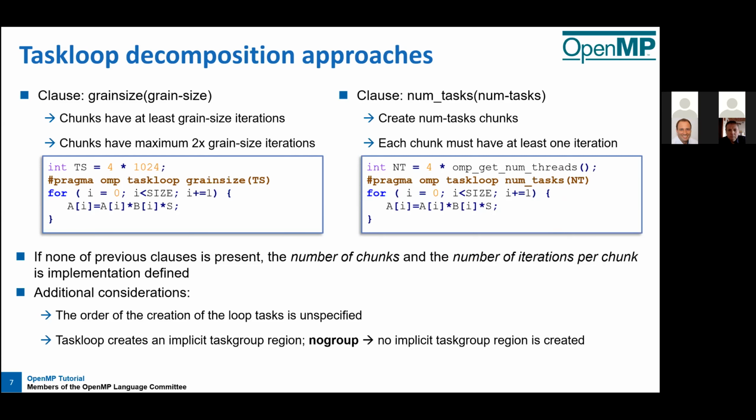I already talked about the implicit task group that is around this taskloop construct. At the end, there's an implicit synchronization point where the encountering thread will wait until the taskloop and all of its created loop tasks have been completed. If you don't want that, you can use the nogroup clause to remove that implicit synchronization point.